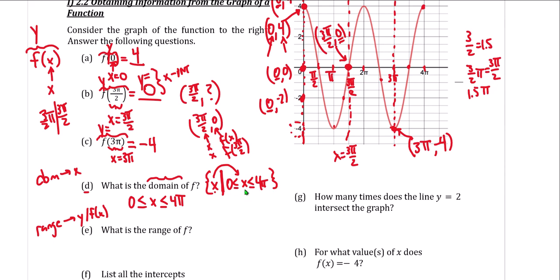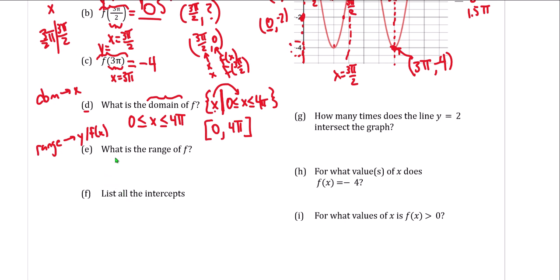inequality that x is between 0 and 4 pi. We could also write this in interval notation, which would be a rectangular bracket, 0, comma, 4 pi. And again, these all mean the same thing. These all mean that the domain of this function goes from x equals 0 up to x equals 4 pi, and 0 and 4 pi are included because there are points on this graph where x equals 4 pi. There's the point 4 pi comma 4, and there's the point 0 comma 4. So again, 0 and 4 pi are x values on this curve, which means that 0 and 4 pi must be included in the domain of this curve.